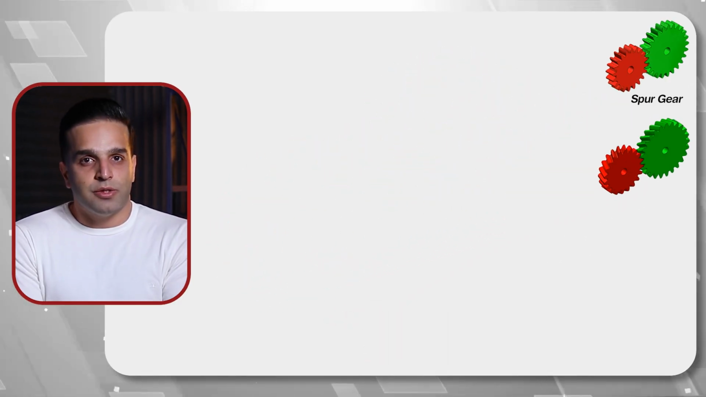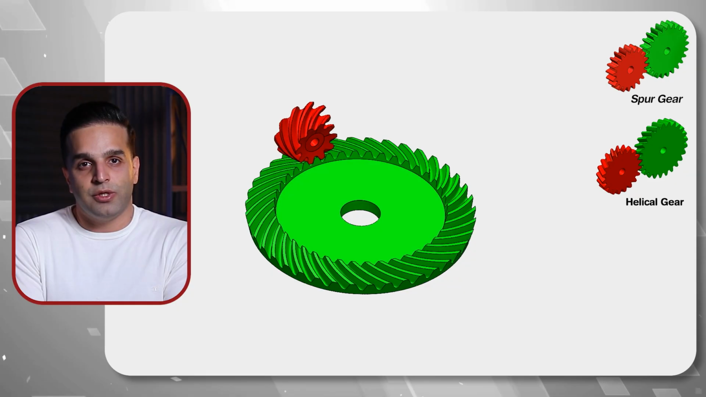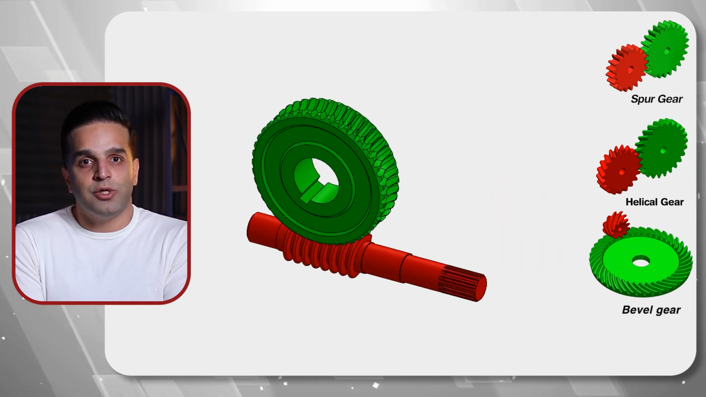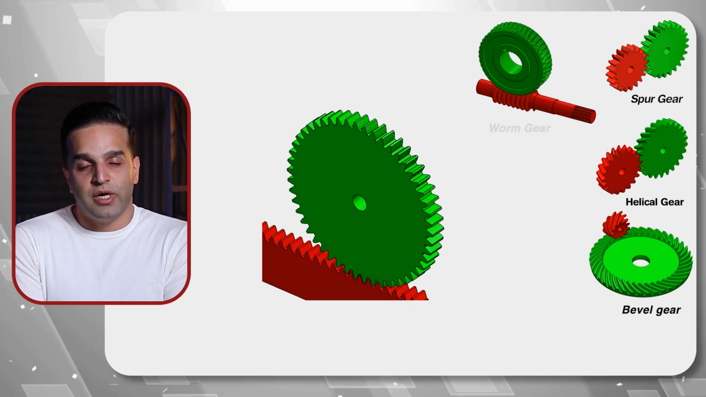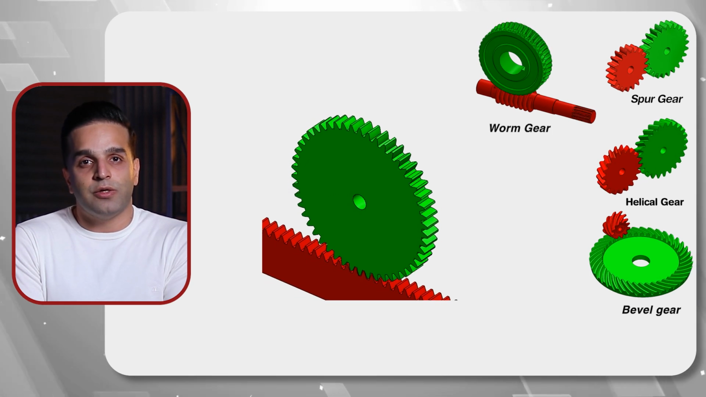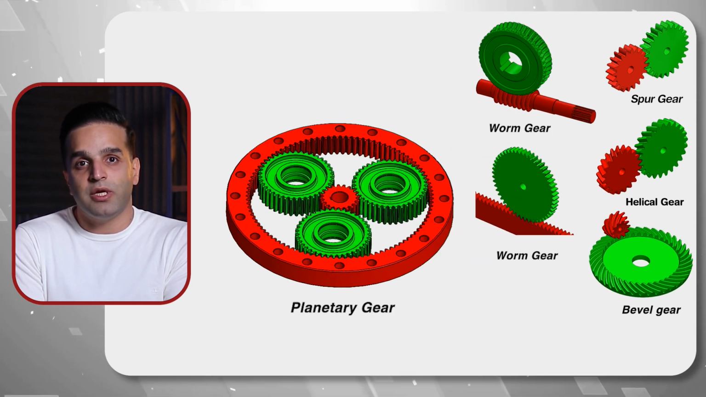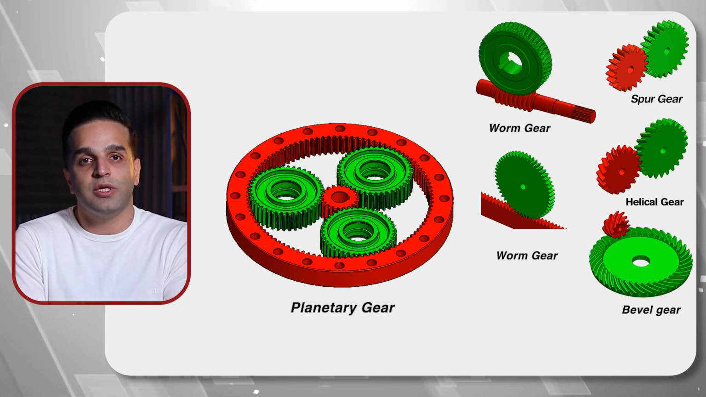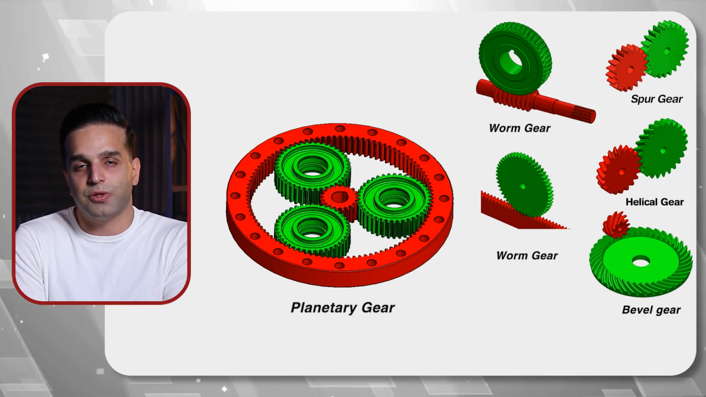We also have some other types of gears like the bevel gear, with teeth cut on a conical surface; the worm gear, a screw-shaped gear that meshes with a worm wheel; rack and pinion, where a circular gear meshes with a linear gear; and the planetary gear, where multiple gears rotate around the central sun gear inside the internal gear, just like the solar system.